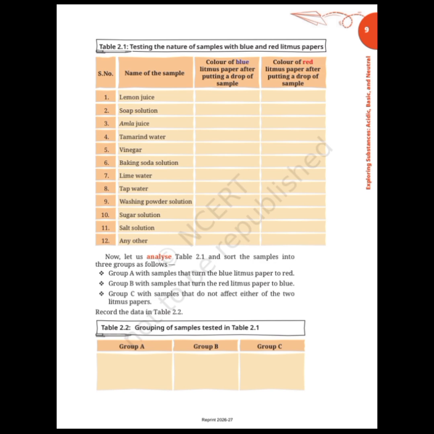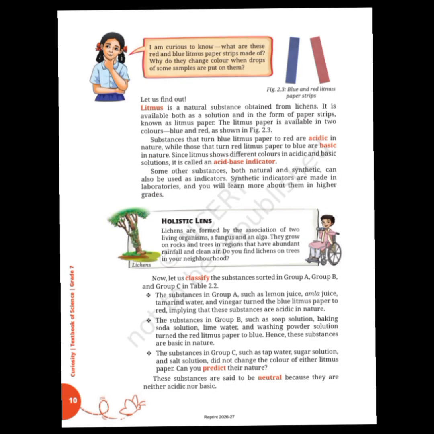Now let us analyze Table 2.1 and sort the samples into 3 groups as follows. Group A, samples that turn the blue litmus paper to red. Group B, samples that turn the red litmus paper to blue. Group C, samples that do not affect either of the 2 litmus papers. Record the data in Table 2.2. Table 2.2, grouping of samples tested in Table 2.1. Fig 2.3, blue and red litmus paper strips.